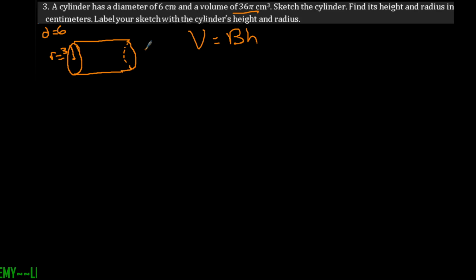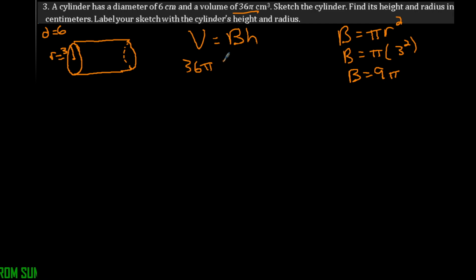What we have and what we can find is the area of the base. We can say big B is equal to pi times the radius squared. So big B equals pi times 3 squared, which is the same as 9 pi. And so we can plug in some of these values. I'm going to say this is going to be 36 pi, and on the right side, we have this big B, the area of base, as 9 pi.